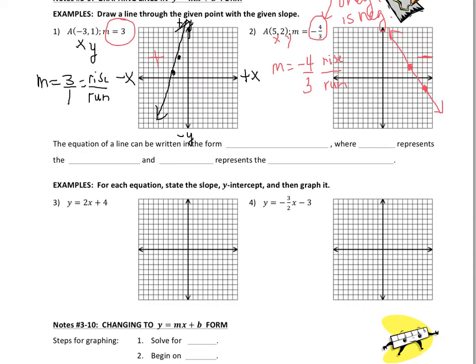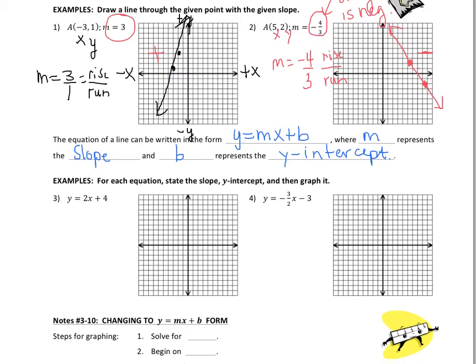Okay, so now we're going to start looking at equations, and let's read what this says. The equation of a line can be written in the form y equals mx plus b, where m represents the slope and b represents the y-intercept. And I'm going to show you why that represents the y-intercept with these next two examples.